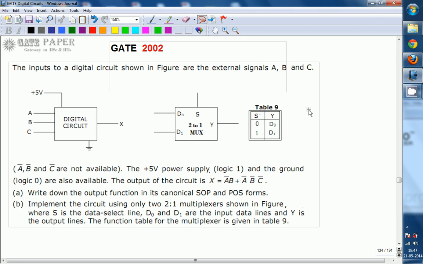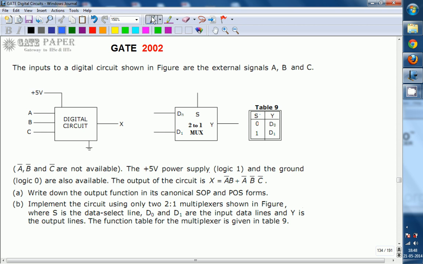Hello, we are discussing the GATE 2002 ECE paper, and this question is related to digital circuits. Look at the circuit diagram given. The inputs to a digital circuit shown in the figure are the external signals A, B and C, and A bar, B bar, C bar are not available.